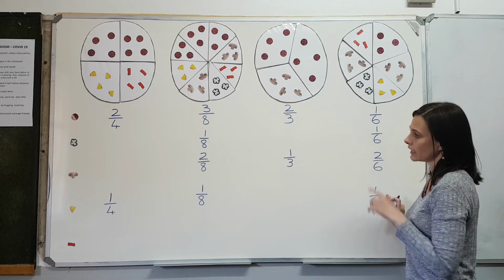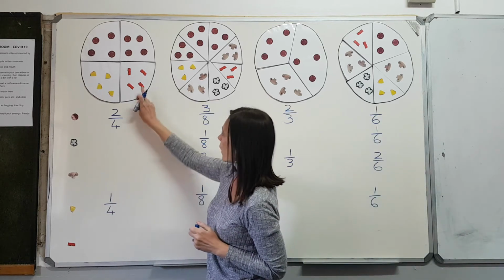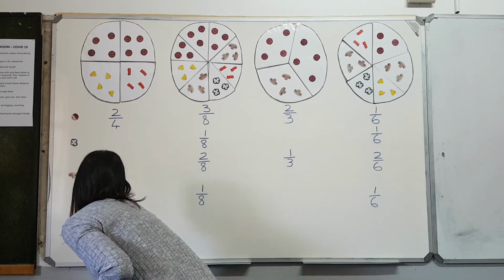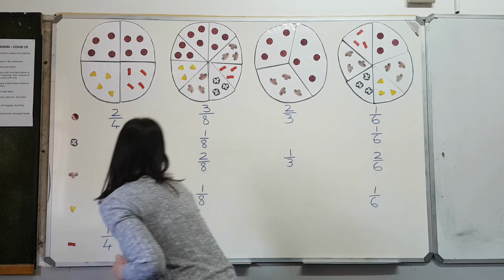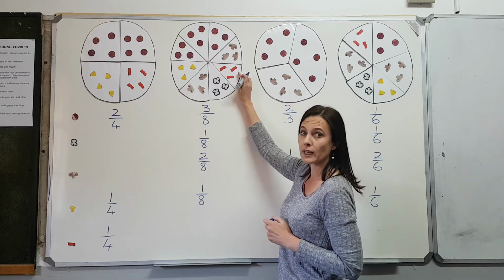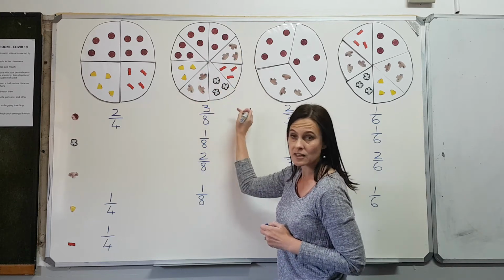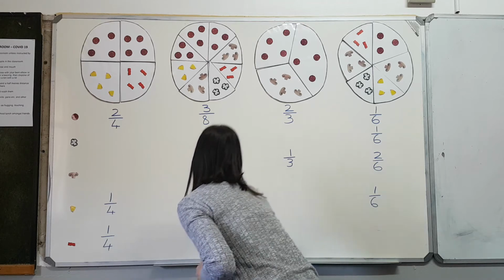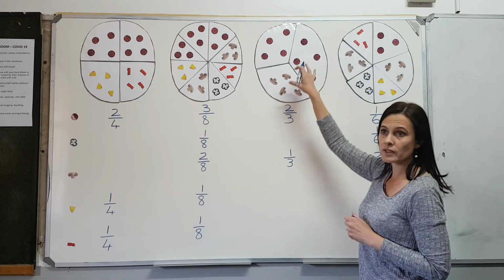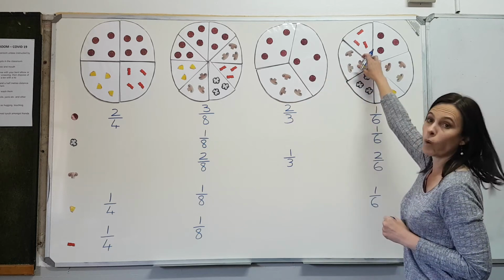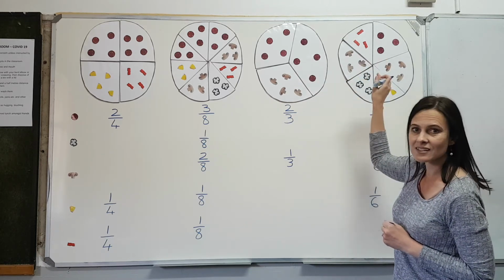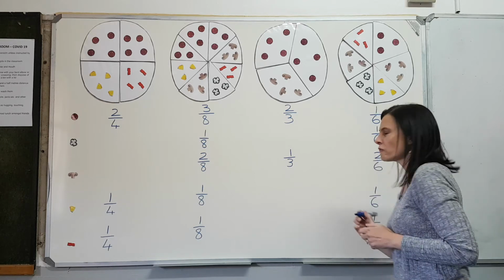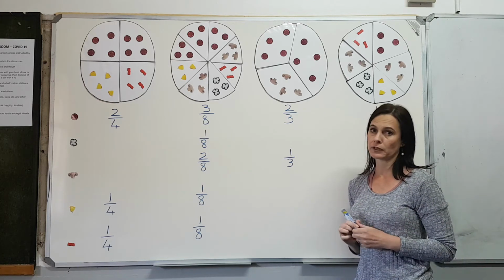to write a fraction. Let's look at the bacon now. 1 of the 4 slices has bacon. Here I've got 1 of the 8 slices with bacon. And then no bacon on this pizza. Here I've got 1 of the 6 slices with bacon. So fractions are actually not that difficult.